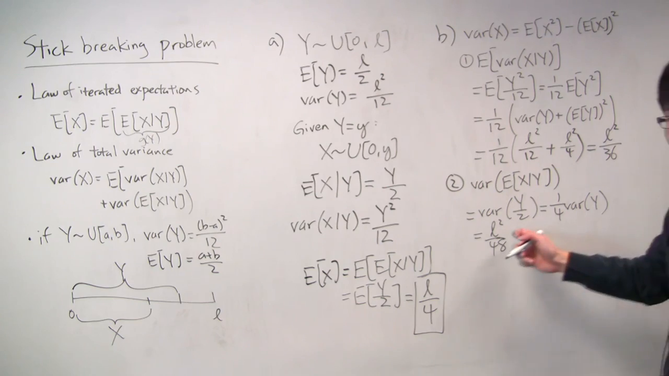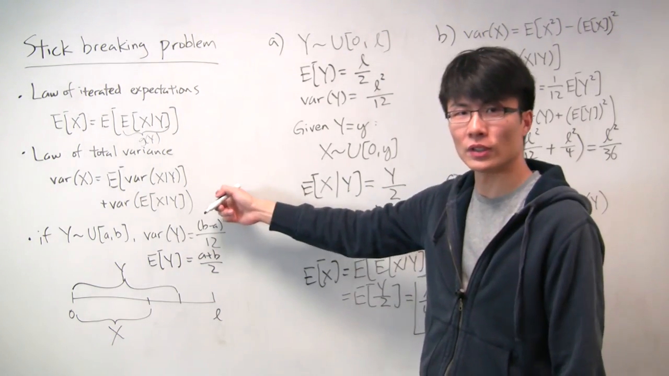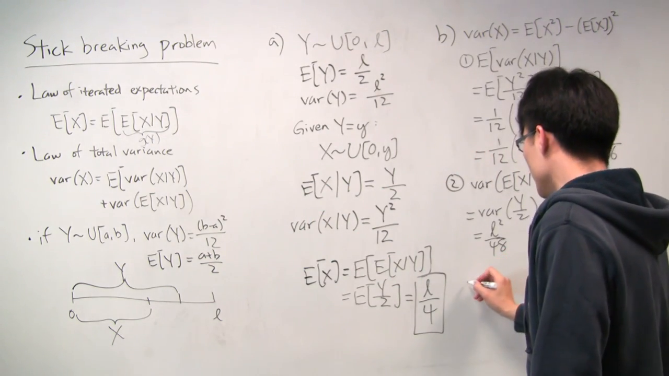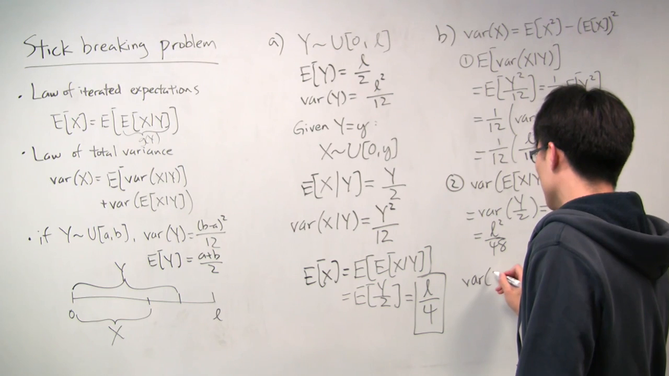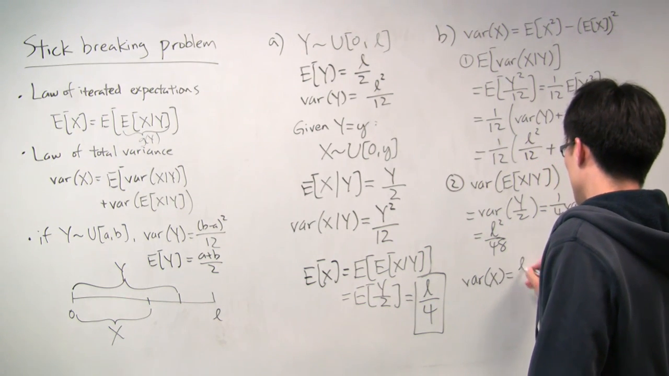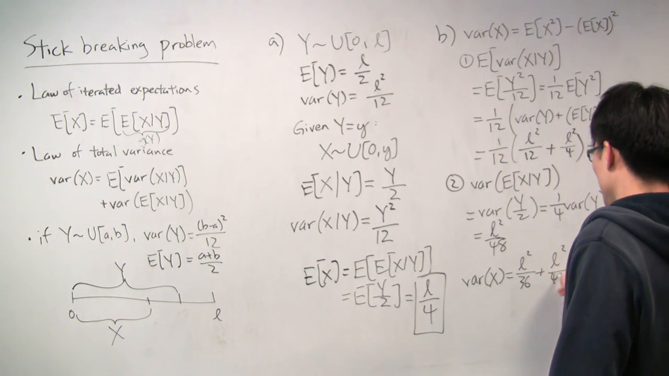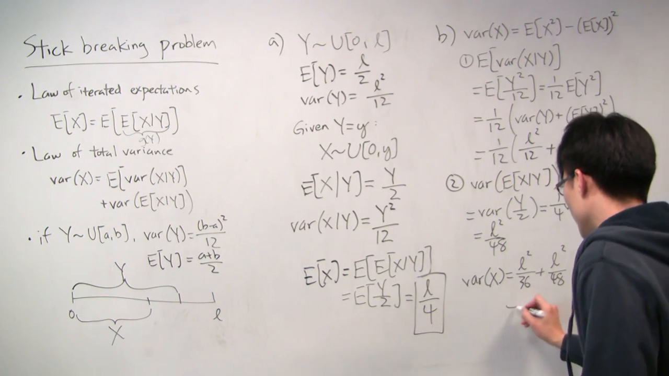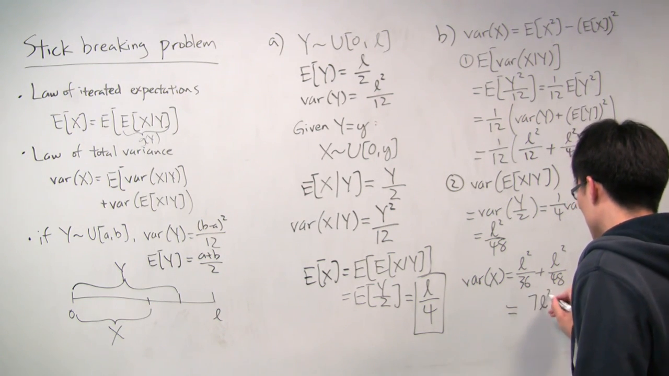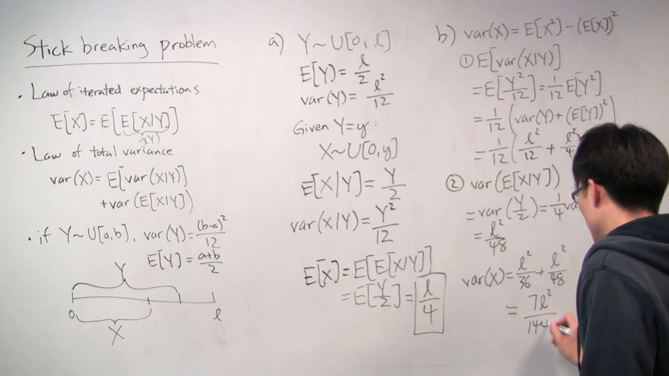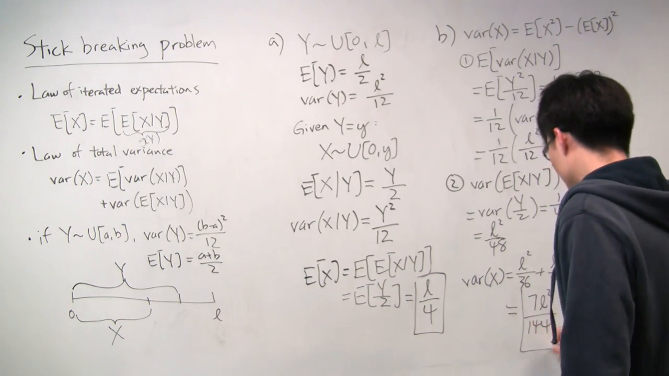OK, so we've calculated both terms of the law of total variance. So all we need to do to find the final answer is just to add them. So it's L squared over 36 plus L squared over 48. And so the final answer is 7 L squared over 144.